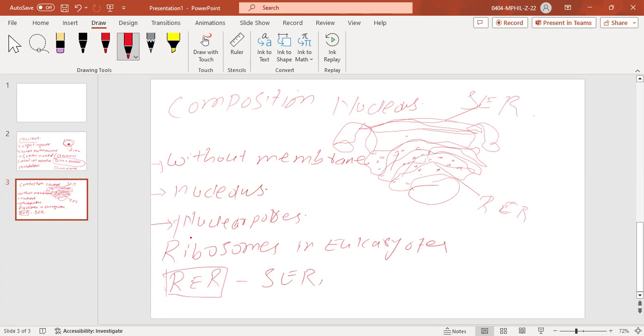But another way is they may also be present freely in the cytoplasm. Remember, this is the second point that I'm adding here: they are freely present in the cytoplasm. So it means the ribosomes, which were synthesized in the nucleolus, are transferred from the nucleolus to the cytoplasm by the nuclear pores, and now they are present in the cytoplasm.